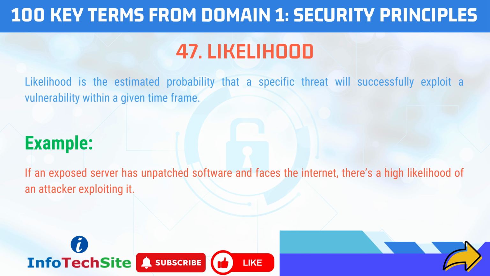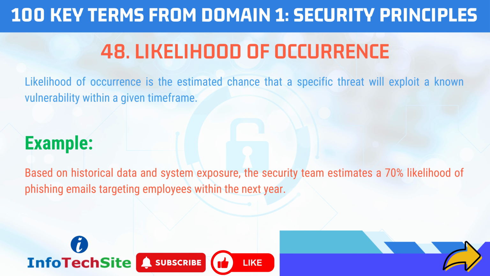47. Likelihood. Likelihood is the estimated probability that a specific threat will successfully exploit a vulnerability within a given time frame. For instance, if an exposed server has unpatched software and faces the internet, there's a high likelihood of an attacker exploiting it. 48. Likelihood of occurrence.